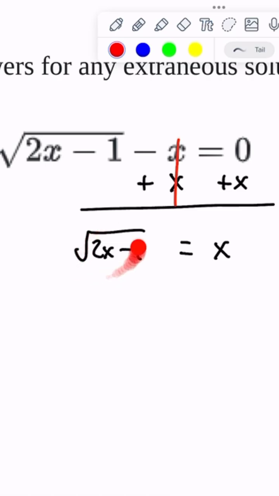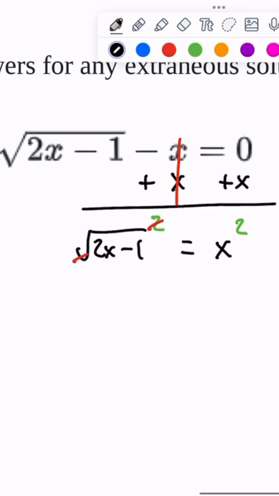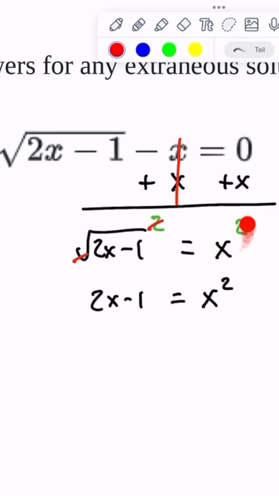Now, since the square root is alone, we can get rid of that via inverse operations by squaring both sides of the equation. Notice the square will cancel the square root, giving us just 2x minus 1 on the left side and x squared on the right. Notice we have mathematically created that x squared, giving us a potential for an extraneous solution.